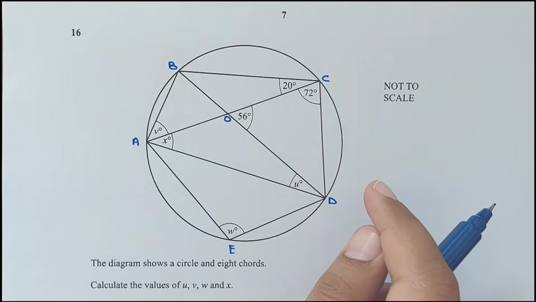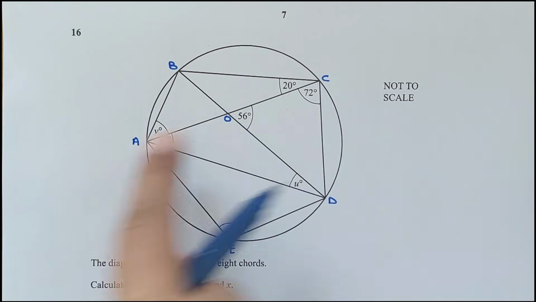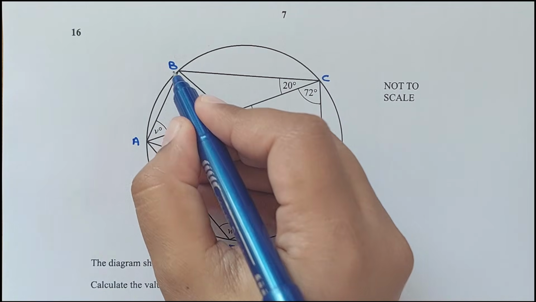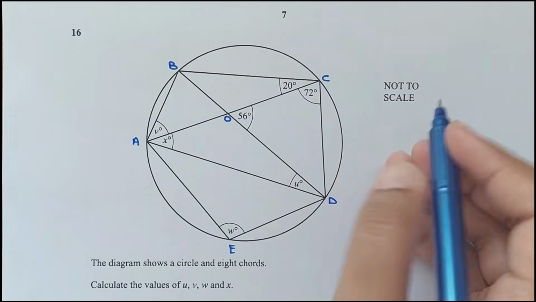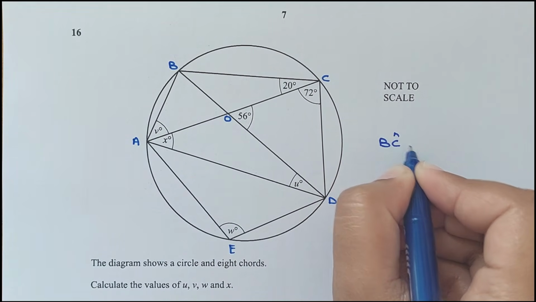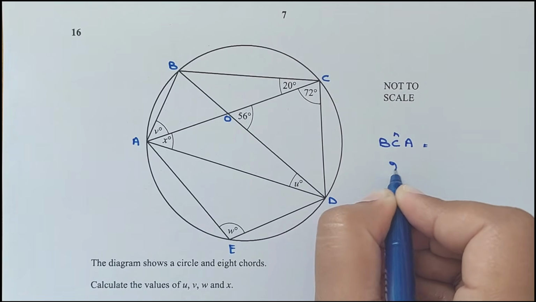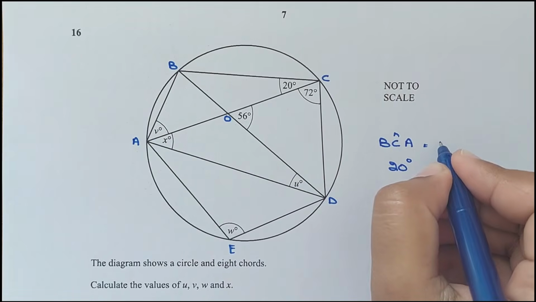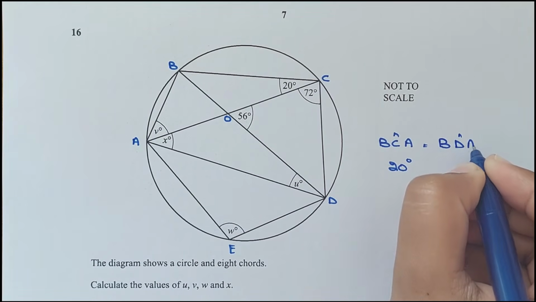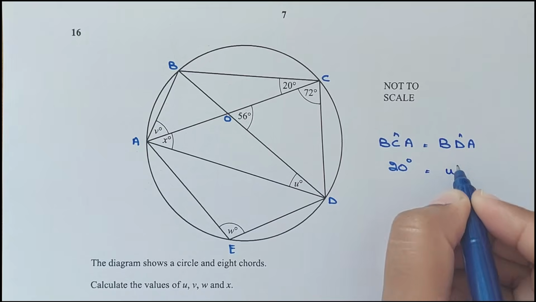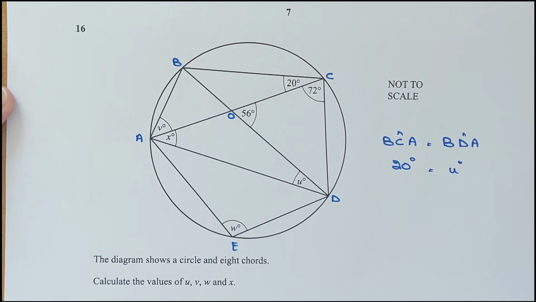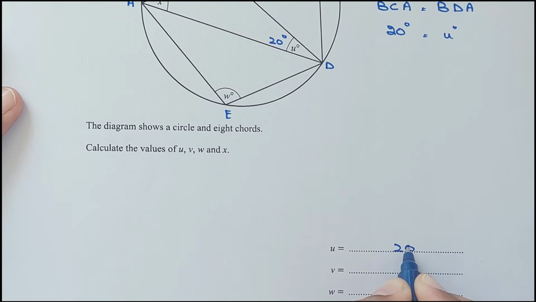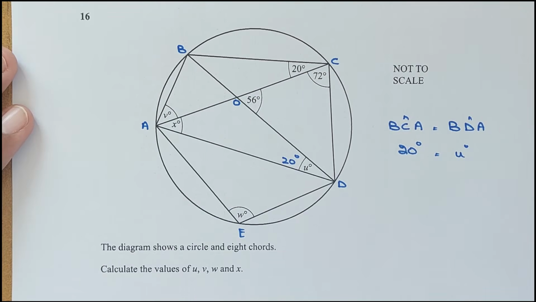Let's start with u. We have BCA and BDA. They have the same segment, right? Angle BCA is 20 degrees, right? BCA and BDA. BDA is u degrees. So u is 20 degrees, right? So we got angle u, which is 20 degrees. Let me write this down. Okay, because they are angles in the same segment.